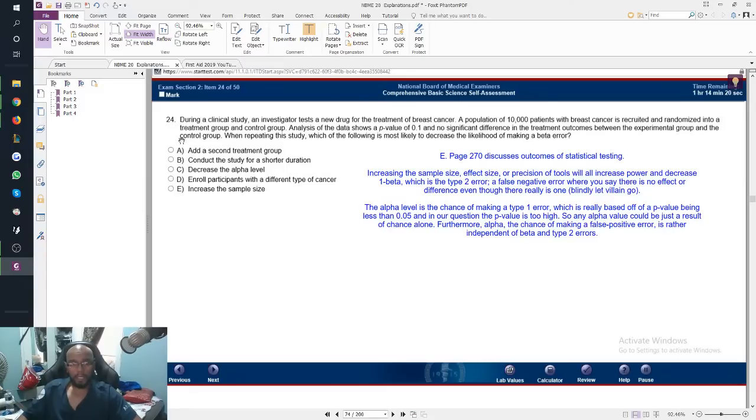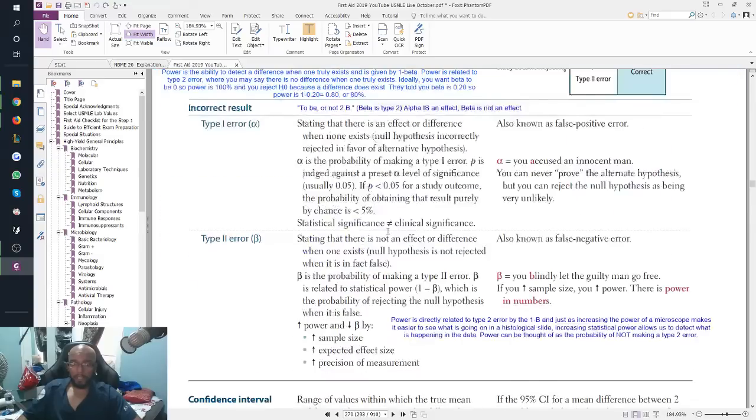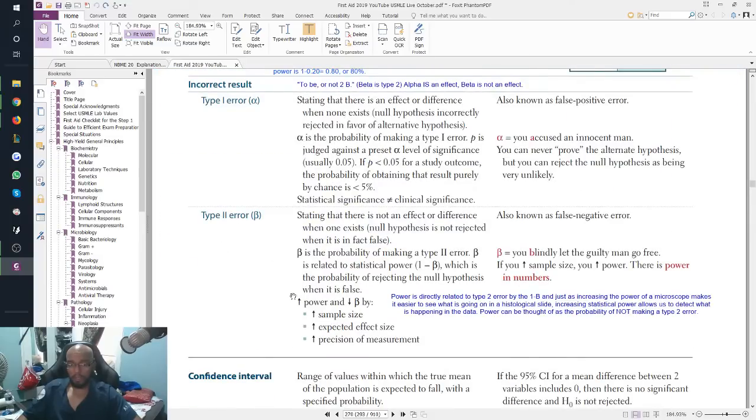Right, so if you look at the answer choices, E is increasing sample size, and that's it. You increase power, you decrease error, right? And that's something that they talk about a lot here. See, type 2 error, increase power, decrease beta by increasing sample size, effect size, or precision of measurement.